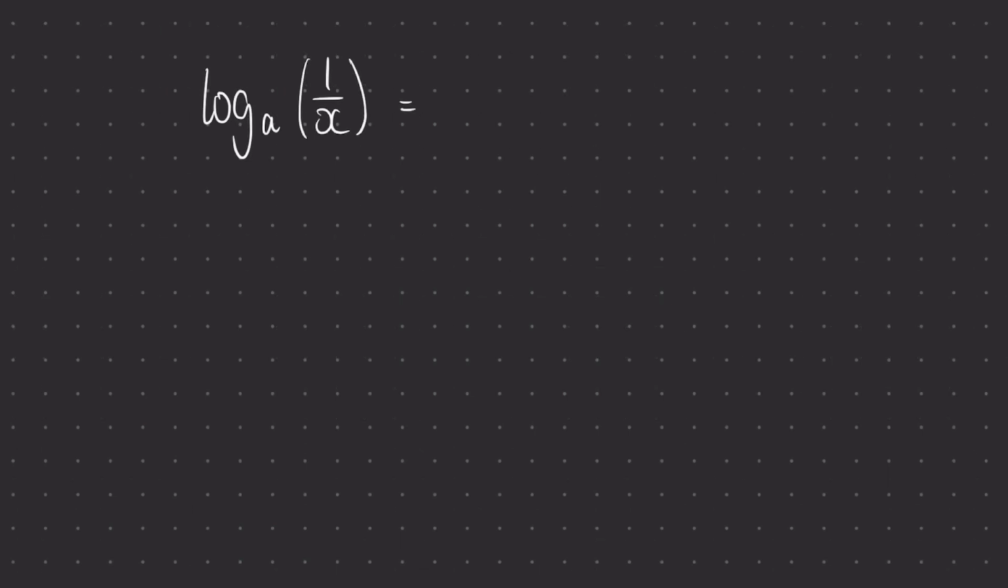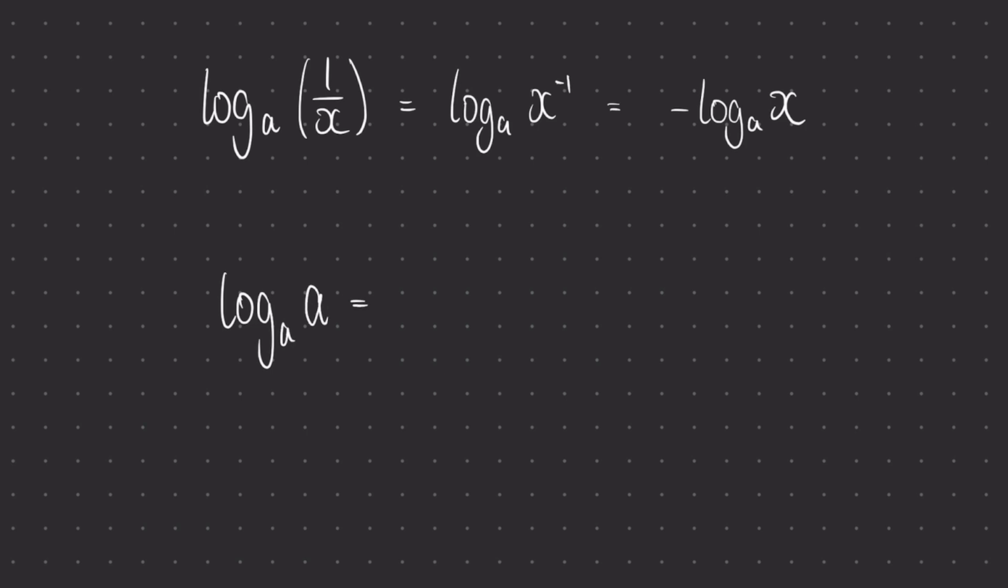Log to the base a of 1 over x can be rewritten as log to the base a of x to the power of minus 1. Using our final power law, we can bring the minus 1 to the front, so it just becomes minus log to the base a of x. Another rule to remember is that log to the base a of a is of course just 1. And finally, log to the base of anything applied to 1 is going to equal 0.